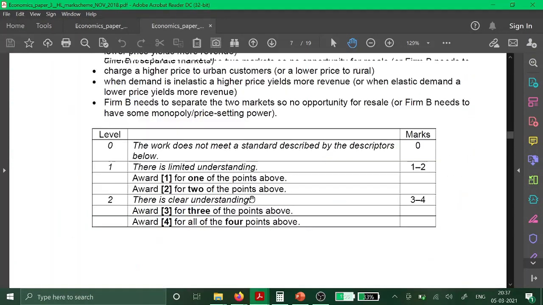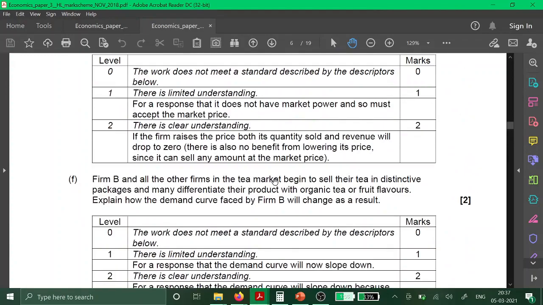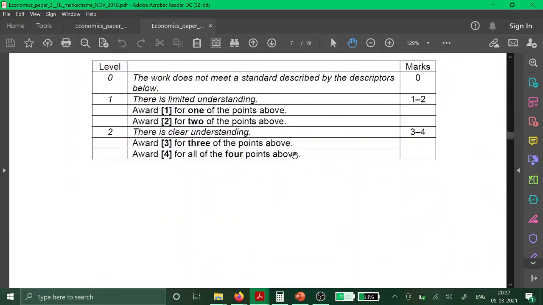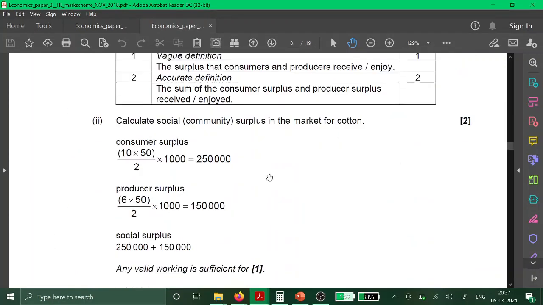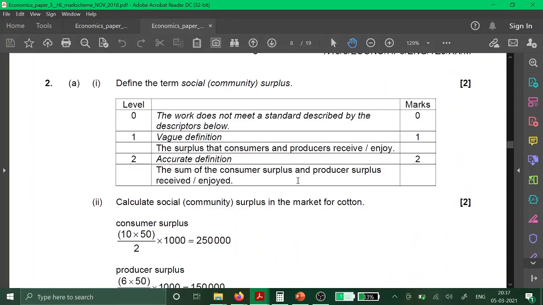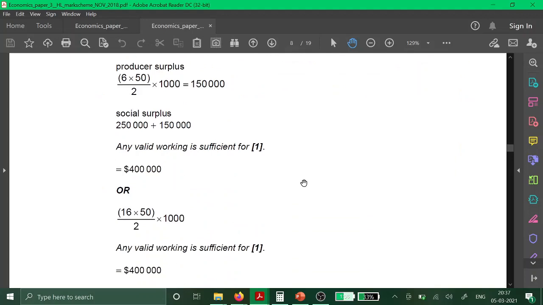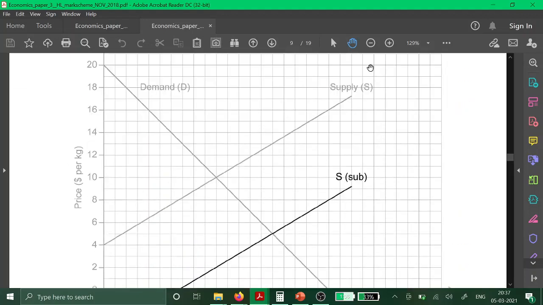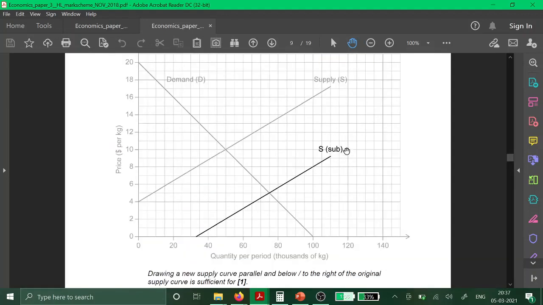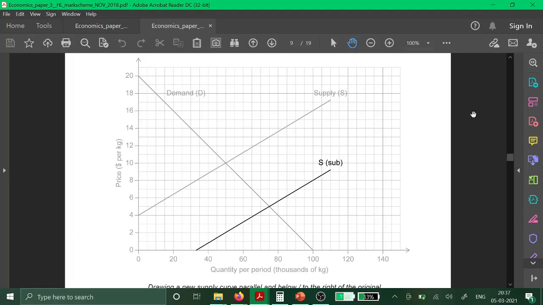So here it is. Where is that? It's question 2B, part 2B. Part 2. Exactly. Okay. So can you see this curve?